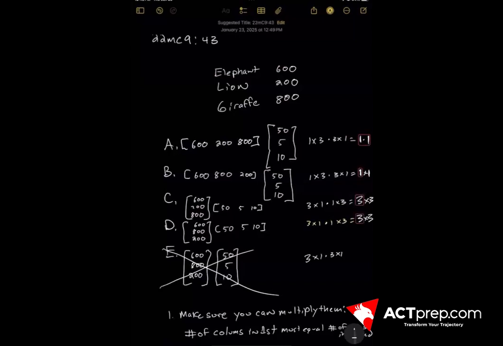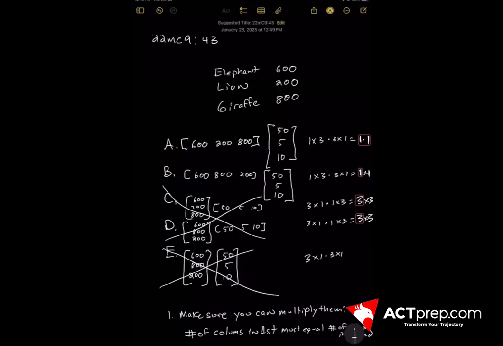And therefore, we can know that neither C nor D are going to be correct because it's going to give us a bunch of numbers, not one number that is the average of what they're all drinking per day. So it's got to either be A or B.